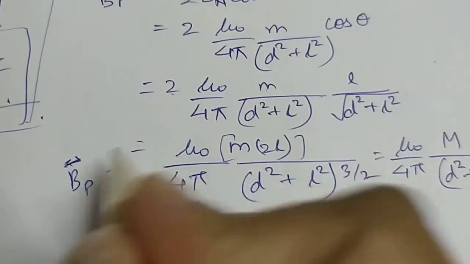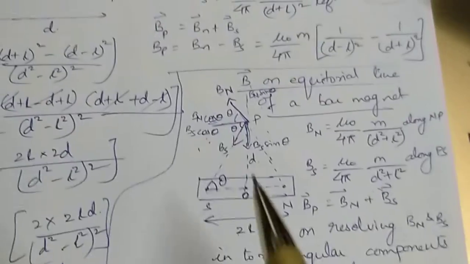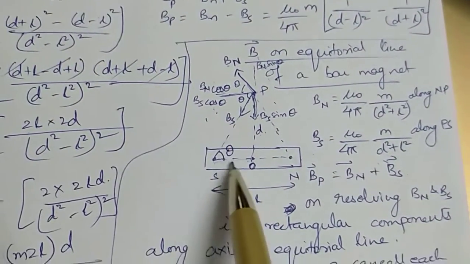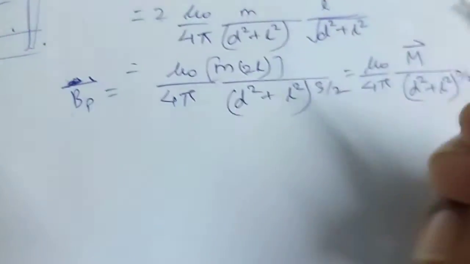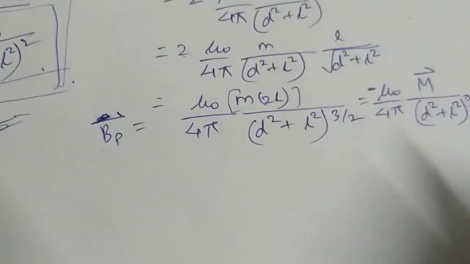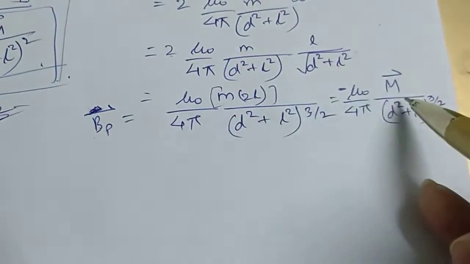So this was the magnitude. If I have to write it as a vector, how will I write it? I have told you this is the direction of the magnetic field and this is the direction of the magnetic moment. They are in opposite directions. So if you have to write it in vector notation, you will put a vector but with a minus sign. This minus sign shows that the magnetic moment and the magnetic field on the equatorial line are opposite to each other.